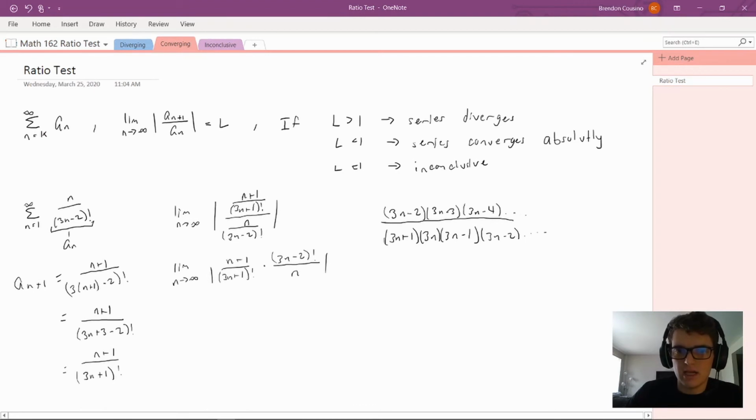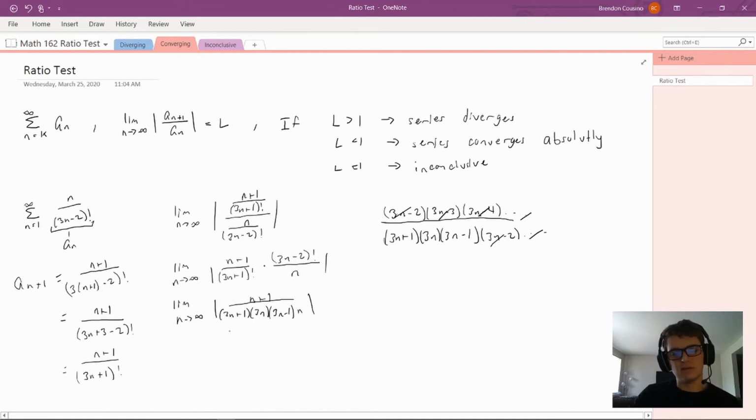Okay, so if we see, I have a 3n minus 2 term that's going to cancel with this 3n minus 2 term, and then all of these terms to the right are going to cancel with all of these terms to the right in the denominator. So that's just going to leave us with these 3 terms in the denominator. So let's simplify this. This is going to be the limit as n approaches infinity of the absolute value of n plus 1 in the numerator, and then in the denominator, whatever pieces are left from my factorial, so that's these 3: a 3n plus 1, a 3n, and a 3n minus 1. And then I still have this n left over as well from the denominator.